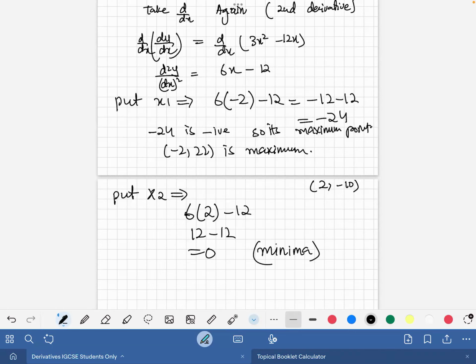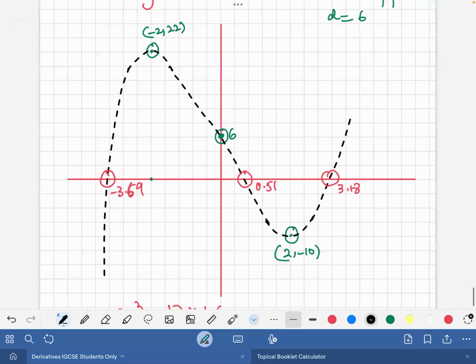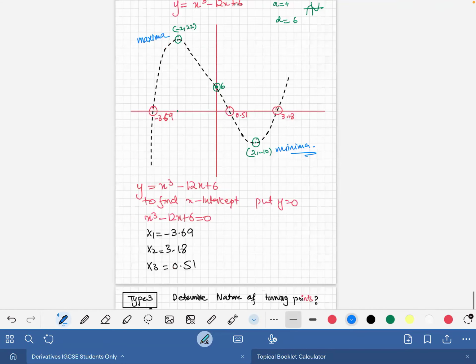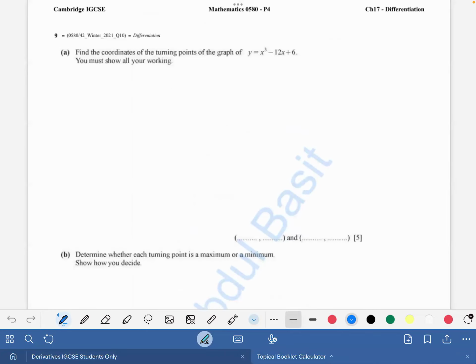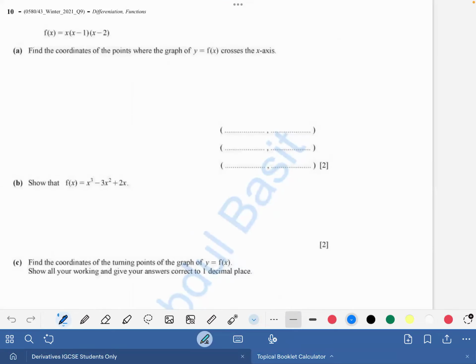Understood, everybody, or not? This is minimum point, and so you can see that you have two ways, that this is maxima and this is minima. Now once you are done with this, you can practice a few questions in your paper booklet. We are done with this question, so we are not doing it. Let's do this one now.